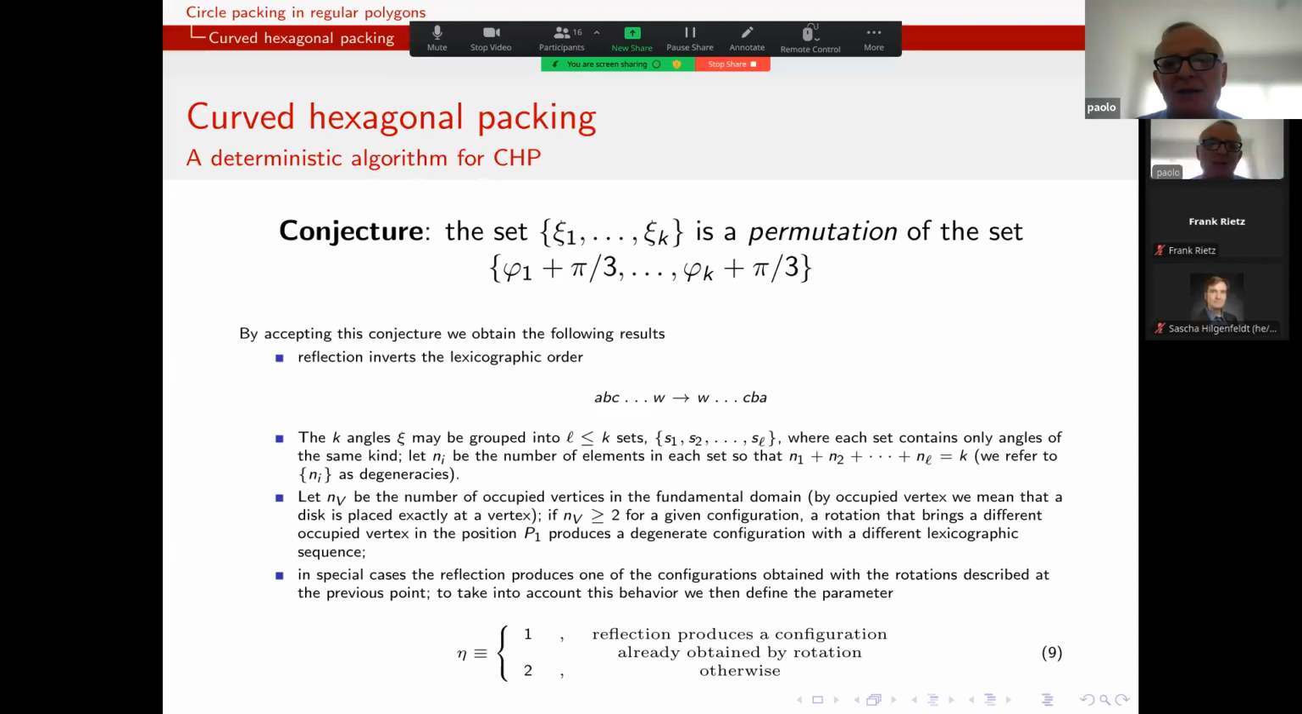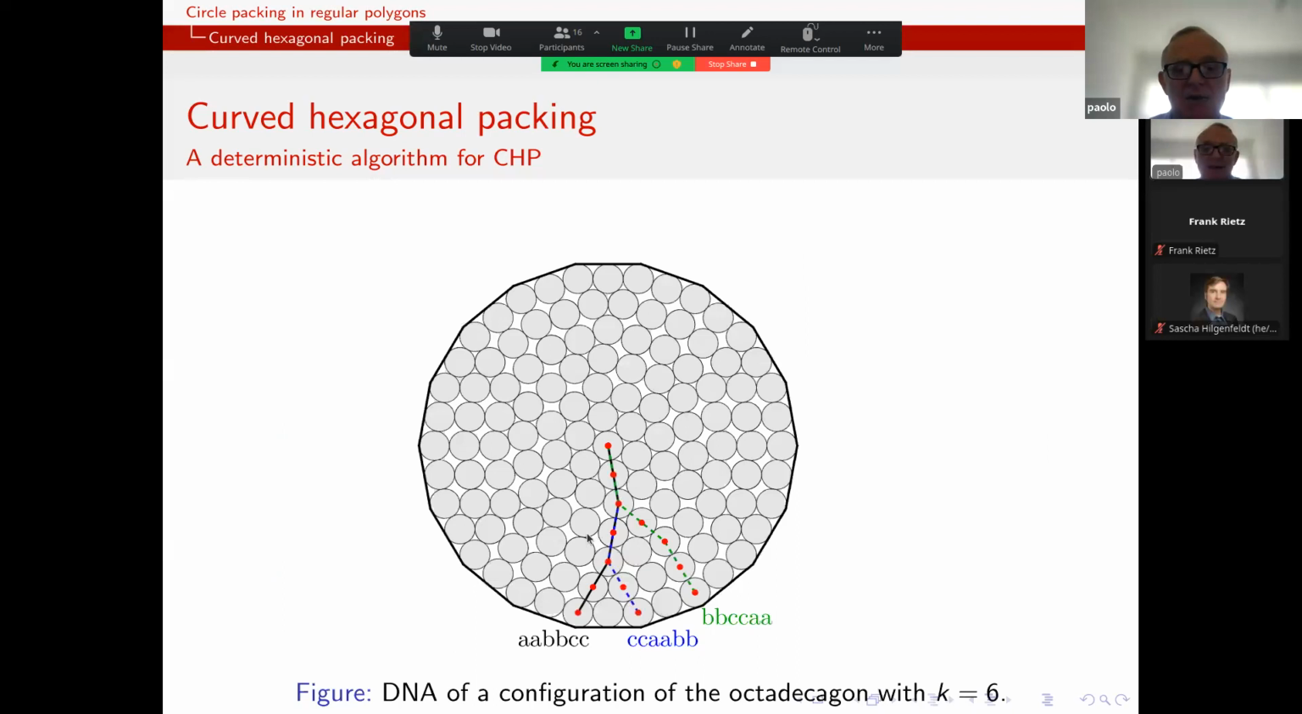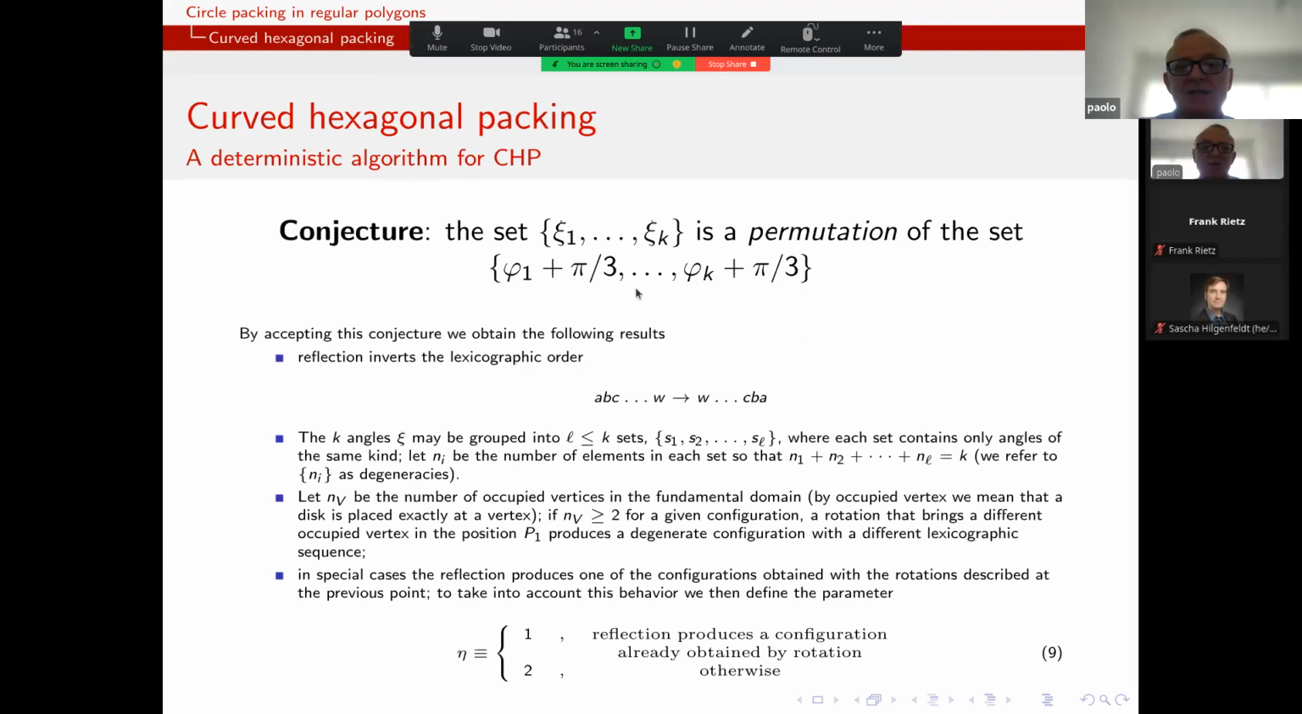We don't have a mathematical proof, but if we call psi the angles between these legs and the horizontal, the conjecture is that these psi's are permutations of the phi's plus pi over 3. Any permutation of the phi. Of course, there can be permutations that are equivalent. For example, reflection inverts the lexicographic order, so that's not a new configuration. There can be a configuration which has occupied vertices.